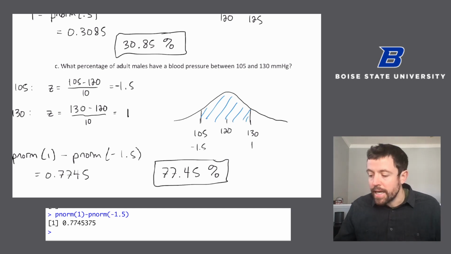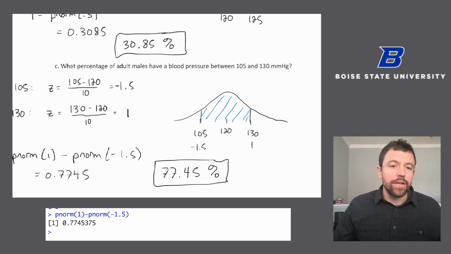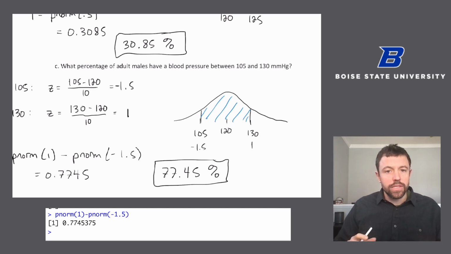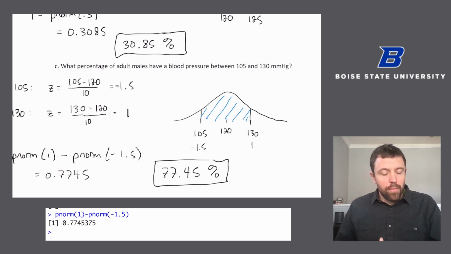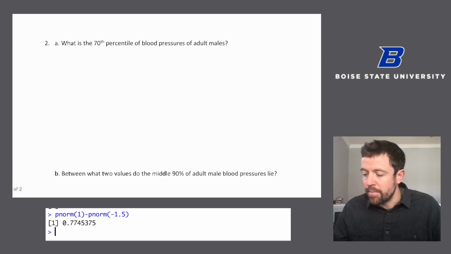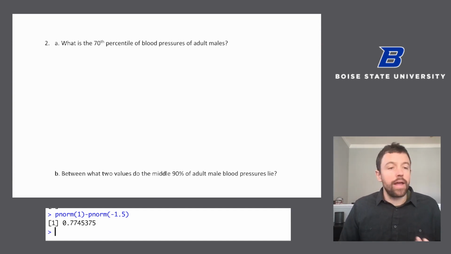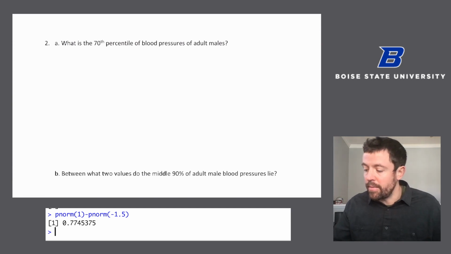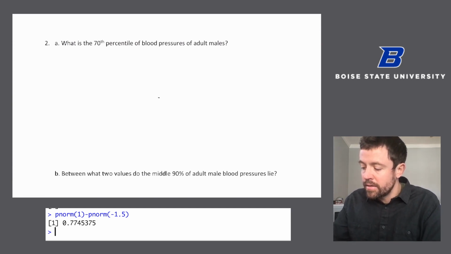All right, let's move to the second type of question where we're going to go backwards. Instead of starting with a value and giving a proportion or percentage, we're going to start with a proportion or percentage and come up with a value. In part 2, on A, we'll say, well, what's the 70th percentile of blood pressures of adult males? And again, I'm going to start with a picture.